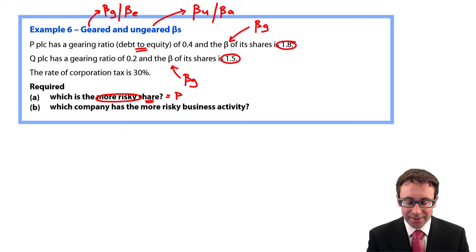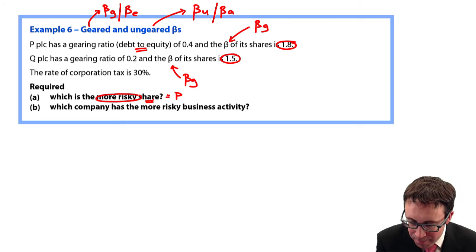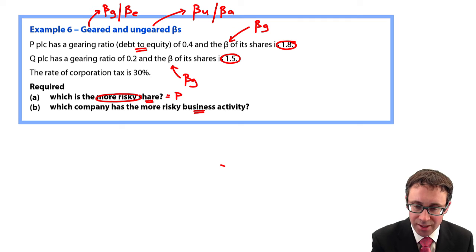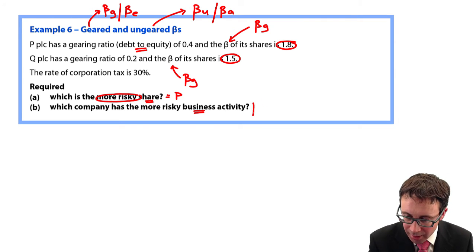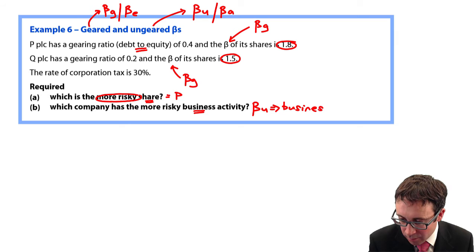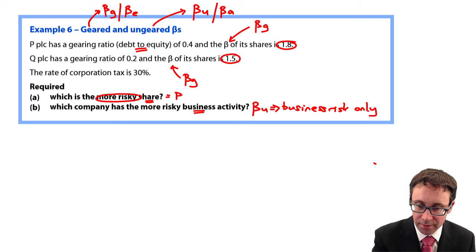It then says which company has the more risky business activity. So the risk in the business activity is reflected by looking at the ungeared beta, because that reflects the business risk only, doesn't it?